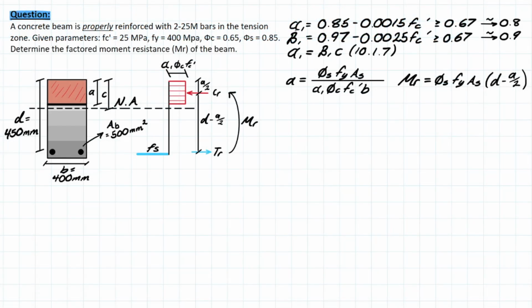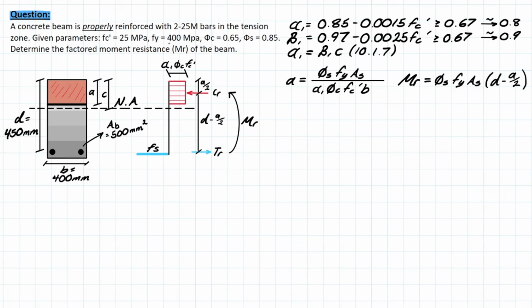Alrighty, so now that we've talked about all these design parameters, we can finally hop into the problem and solve for this moment resistance. So the problem goes as follows. We have a properly reinforced beam with two 25 M bars at the bottom in our tension zone, and it gives us some parameters.